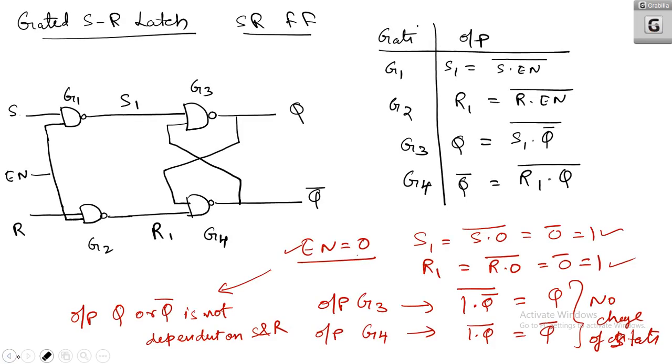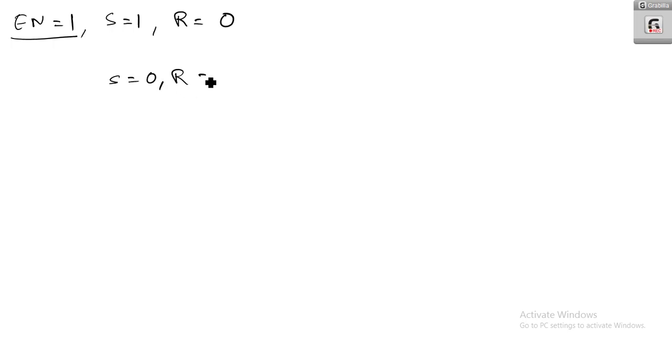So let me write those expressions once more here. I am going to make enable is equal to 1. When enable is equal to 1, I can have S is equal to 1 and R is equal to 0, first case. Second case, S is equal to 0 and R is equal to 1. Third case, S is equal to 1 and R is equal to 1. Last case, S is equal to 0 and R is equal to 0. That is, for enable is equal to 1, you have these 4 cases.